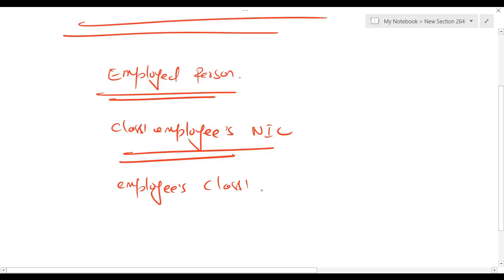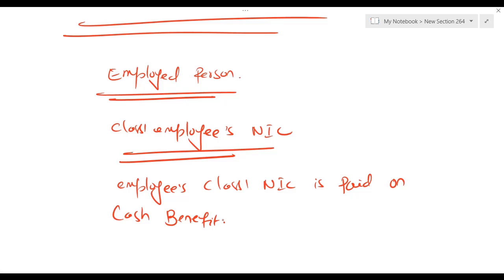Class 1 NIC is paid on cash benefits. Repeat. So, employees class 1 NIC is paid on cash benefits.